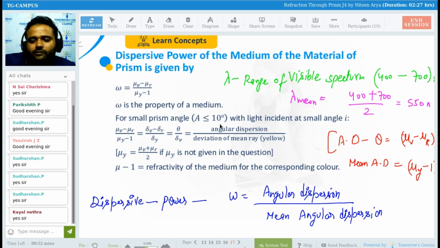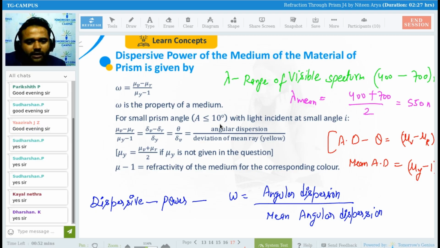Is this clear, beta, everyone? Everyone other than Yajira. Is this clear to you? Kyle, Netra, Darshan, or this Shri Vikraman, and then Sudarshan and Pavan. Everyone clear, na? Good.